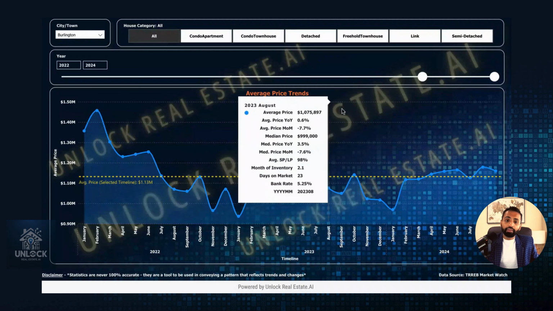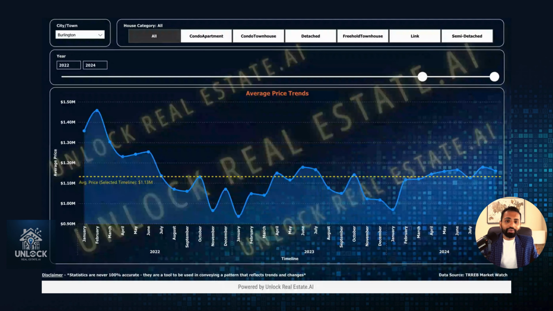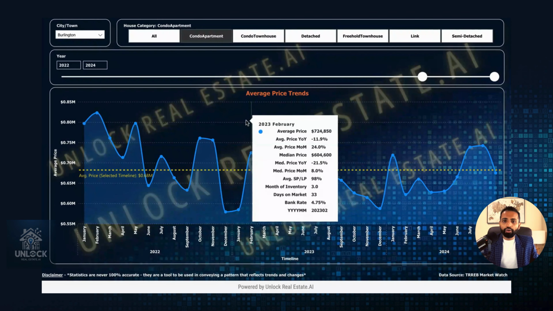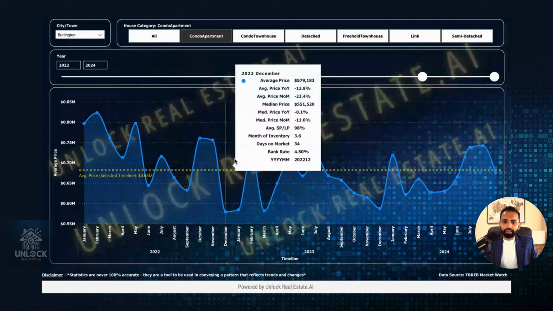So that's why we have built this tool, so you know where the prices are heading, because each and every property type behaves differently. Let me show you this. This is the condo market, condo apartment performance in Burlington.